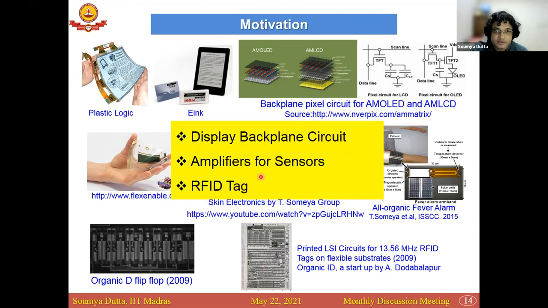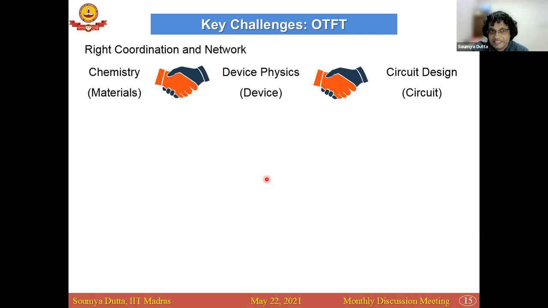So what are the key challenges? The first challenge, we feel, is the coordination between the materials, device, and circuit. That's a basic barrier for this research, and that's where we are trying at Madras to reduce the gap between these three chains. But anyway, this is all non-technical.